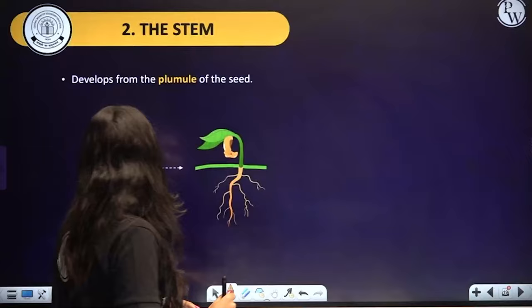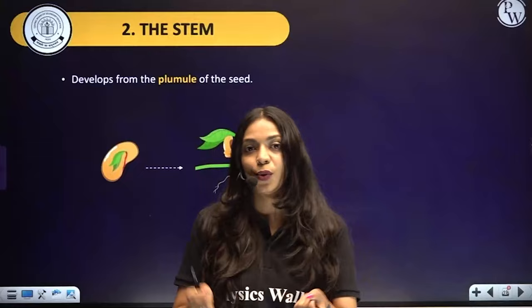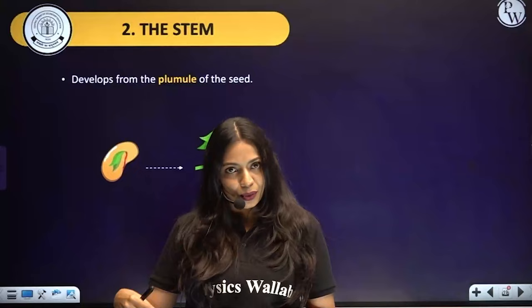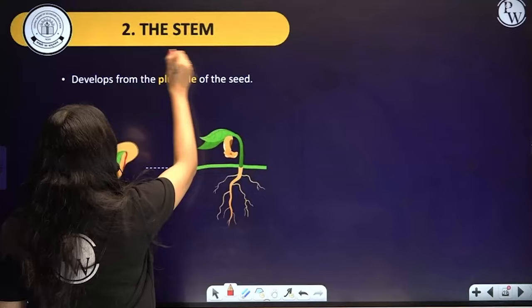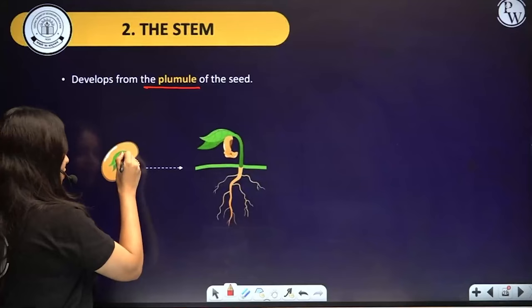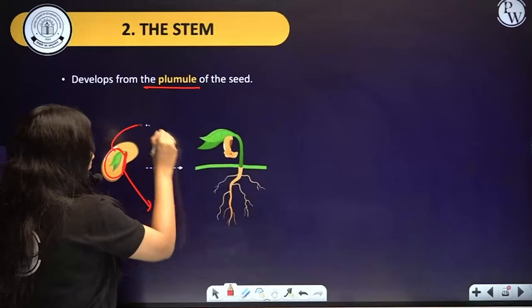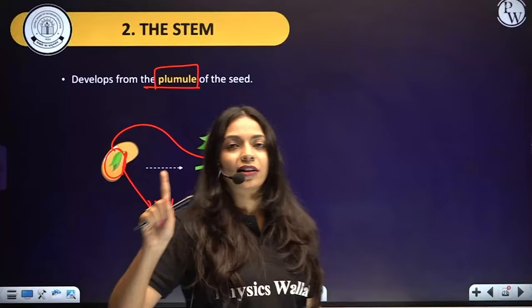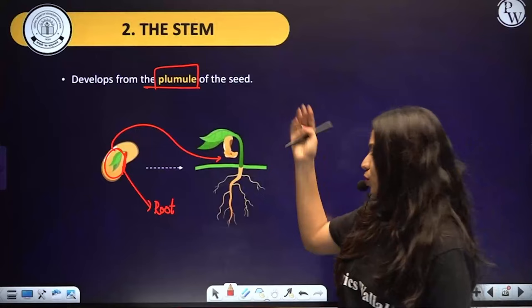In the beginning of the chapter, I told you that the seed will generally have an embryo, and in the embryo, you will find two parts, the radicle and the plumule. Radicle gives rise to the root, and the plumule is the part that will give rise to the stem. So the stem develops from the plumule present in the seed. I showed this exact same illustration. This part becomes the root, that is the radicle, and the plumule part gives rise to the stem. Remember, this is very important. Root, radicle, both begin with R, so radicle develops into the root. The remaining part, plumule, will give rise to the stem.